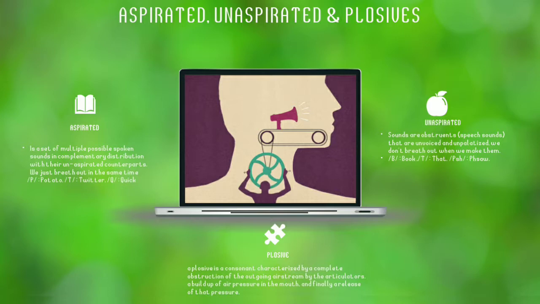The last one is linguo-velar plosives. A linguo-velar plosive is a sound in which the flow of air out of the body is interrupted by touching the back of the tongue to the velum, the soft part of the roof of the mouth. It's about as far back in the mouth as can be reached with the tip of the tongue. For example, cook, ask, duck, and good.